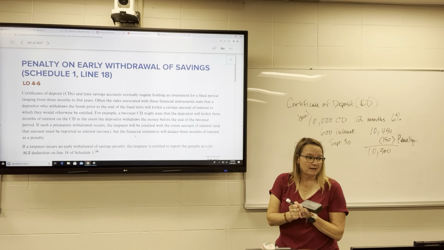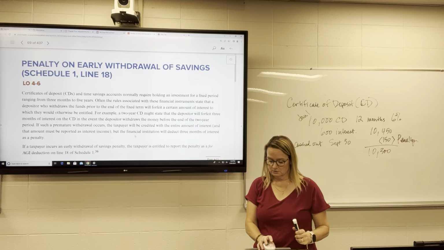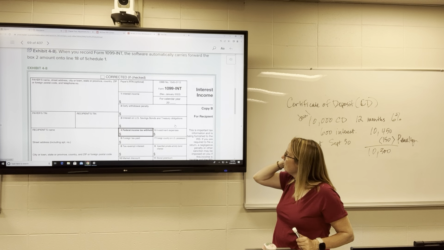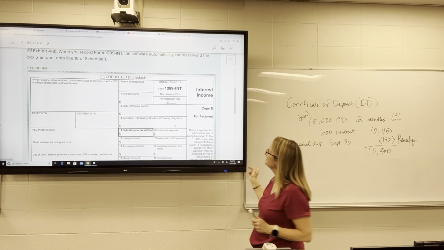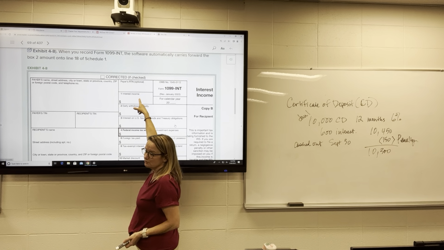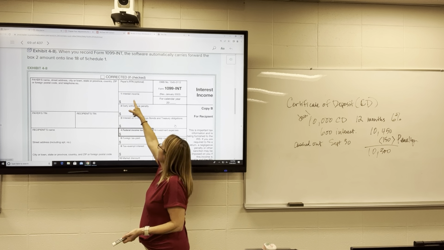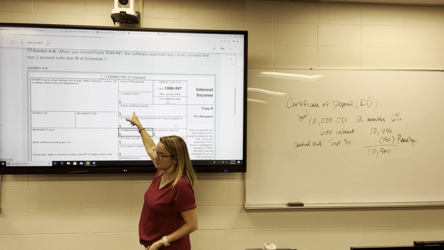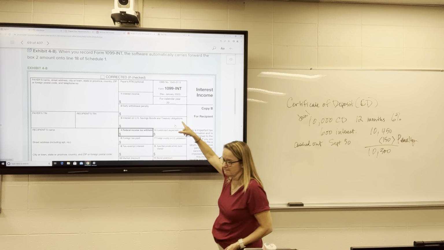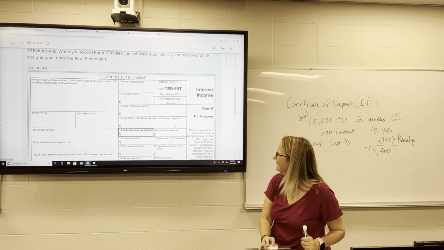So the penalty on early withdrawal of interest is also an adjustment to gross income. Here we go. And it is reported on the 1099. So in this case, we would have $450 of interest reported here, and then we would have an early withdrawal penalty of $150 reported here. This is income that is taxed. This is a deduction, an adjustment to our adjusted gross income, okay? That one's pretty easy. That's all there is to it.